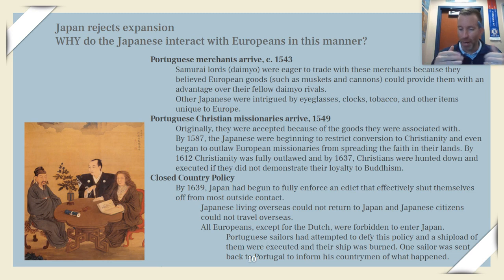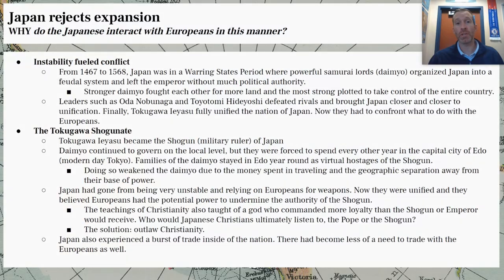Portuguese sailors try to get into Japan. They're like, oh, this law doesn't apply to us. Who cares? We're going to do it anyway. And their ship is set fire to. Every single sailor, except for one, is killed. And that sailor is told to go back to Portugal and tell people what happened. Chinese merchants can also trade with the Japanese as well.